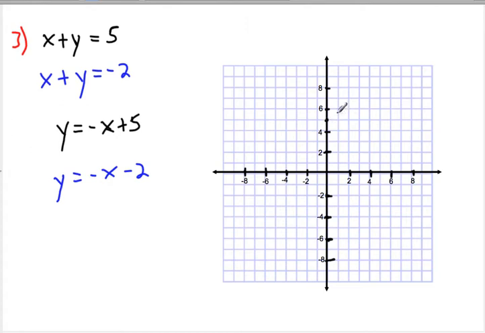So the black one starts at 5 as a slope of -1, which means -1 over 1. So down right or up left. So it's going to go something like this.